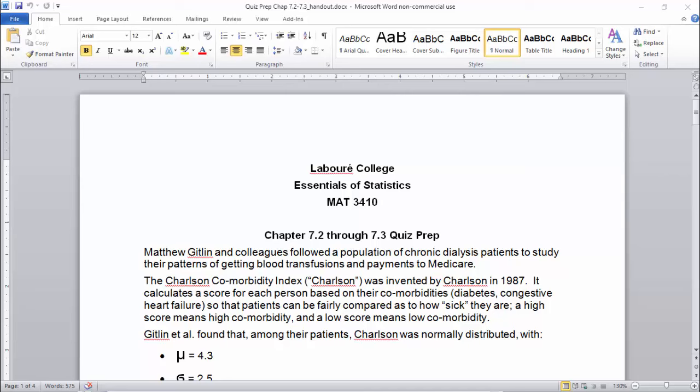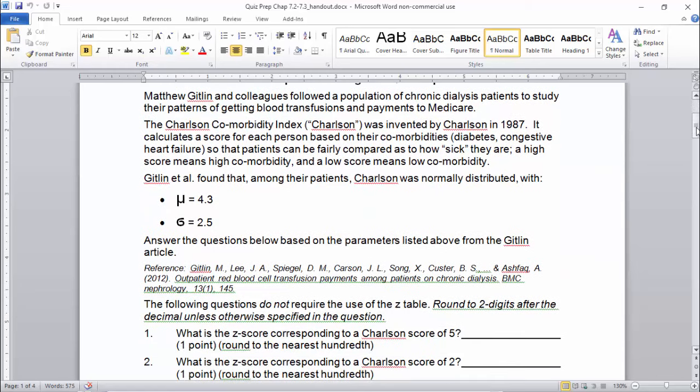So in this episode, we revisit Gitlin and colleagues and their study of chronic dialysis patients and their Charlson comorbidity indices. That's the plural of index. I feel smart now.